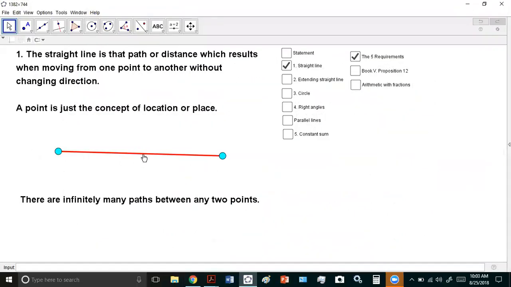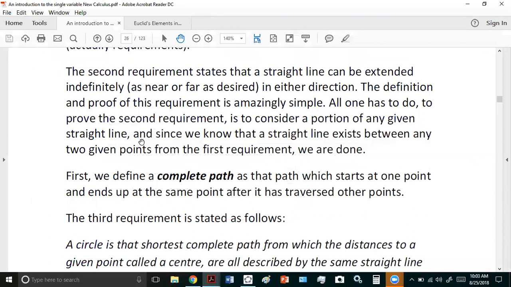if we look at this again here, we can just consider this portion of the straight line. We'll see that it's between this point, and it can be extended very easily. So what it says here, and since we know that a straight line exists between any 2 given points from the first requirement, we are done.